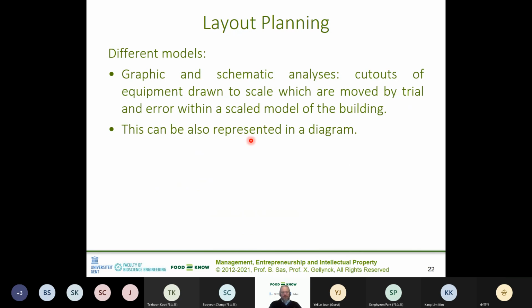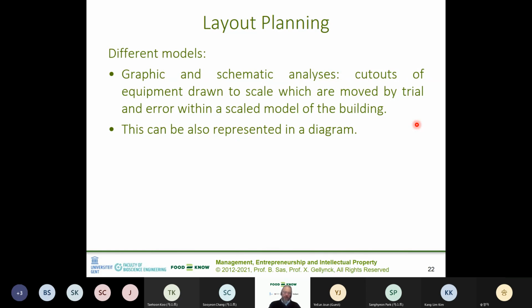Layout planning, how to do this. You have graphic and schematic analysis. You can do this, for instance, if later on, or perhaps some of you have done already, make cutouts of equipment, like when you want to build a kitchen, or for instance, if you have a room in a dormitory and you want to see how to install as efficiently as possible a desk to study, a bed and a cupboard. So you can have the building on scale, and then you cut out the different items also in scale, and you can start shuffling it around to see what is the most efficient setup.